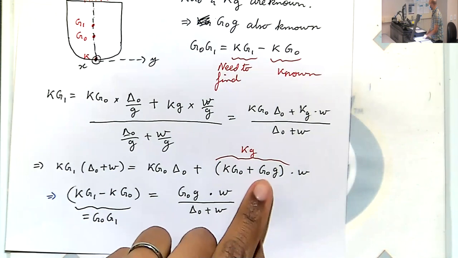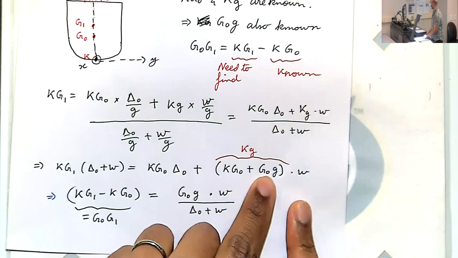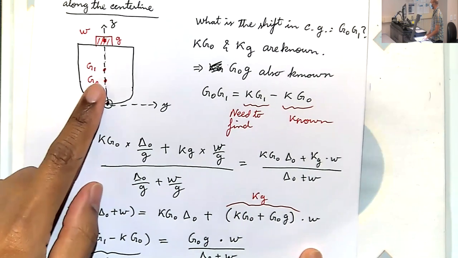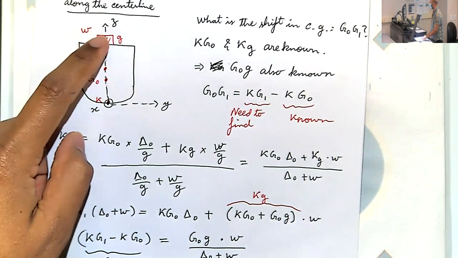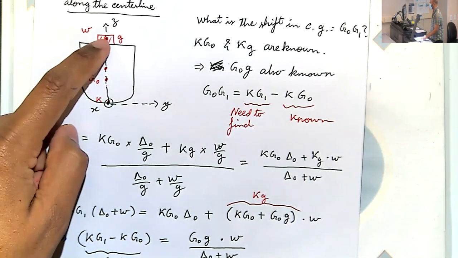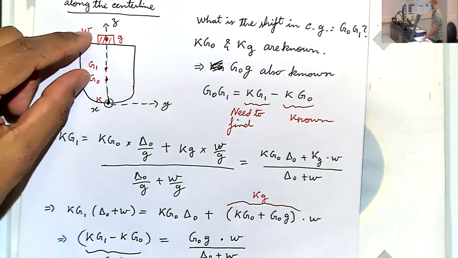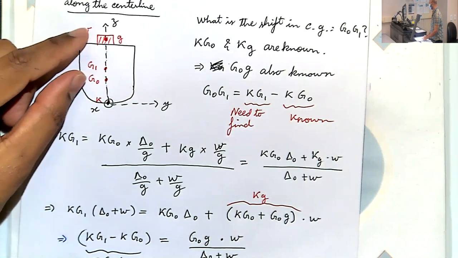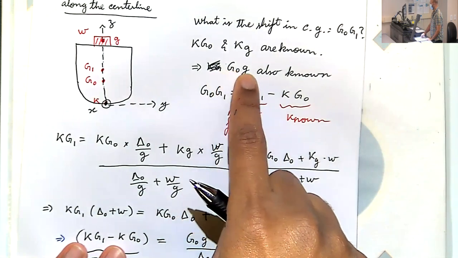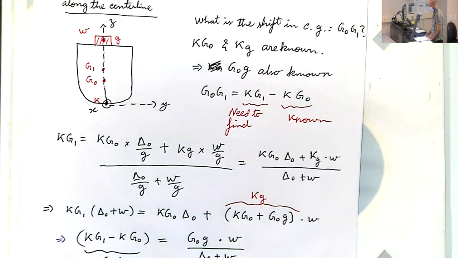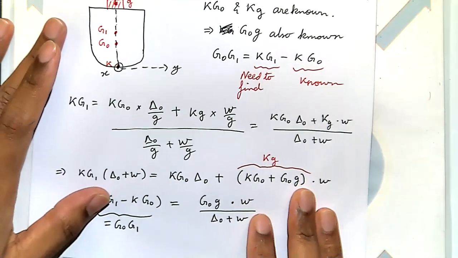This G0 to little g, you will already know, because you know where your hull's initial G0 was, and you know where you've placed your container, so you know this location. So that's just the difference. That's why this is written here: G0 to g is also known.